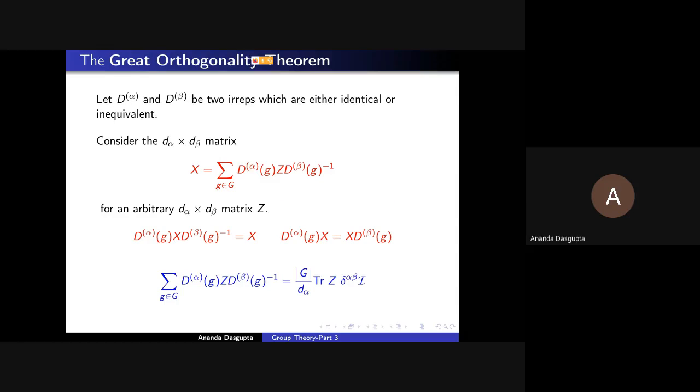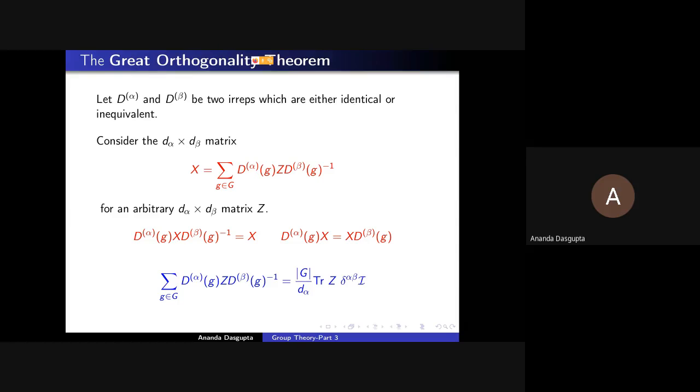So this is the orthogonality theorem written down in full for an arbitrary matrix Z. The sum over all group elements of d alpha(g) Z d beta(g) inverse is simply mod G by d alpha, that's just the factor we just calculated, times the trace of Z, times delta alpha beta, times the identity. Okay.